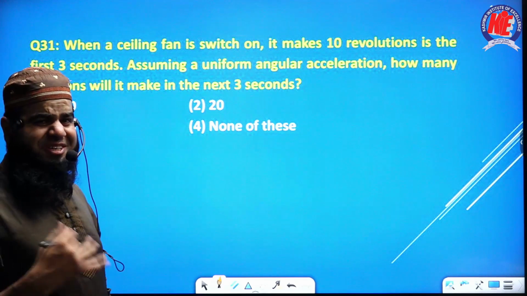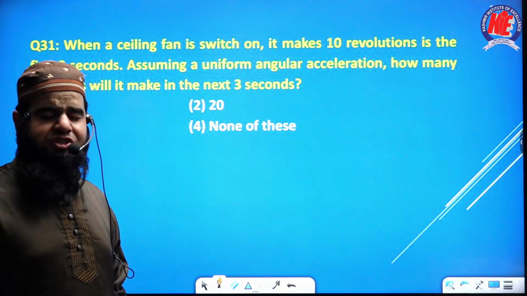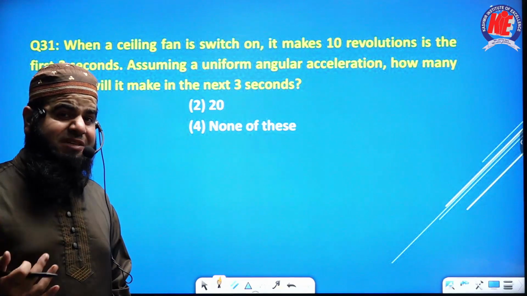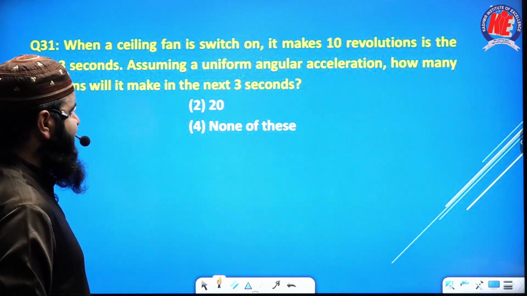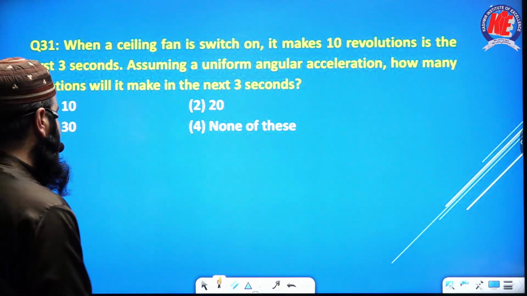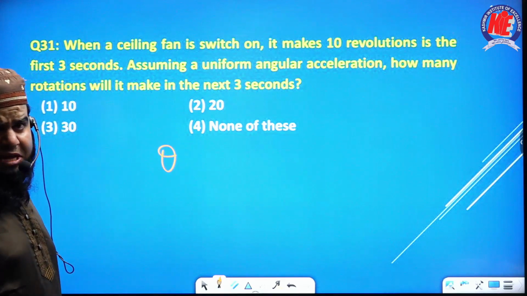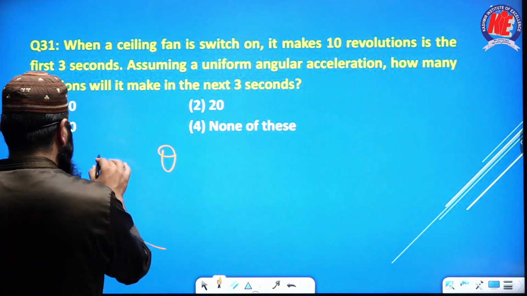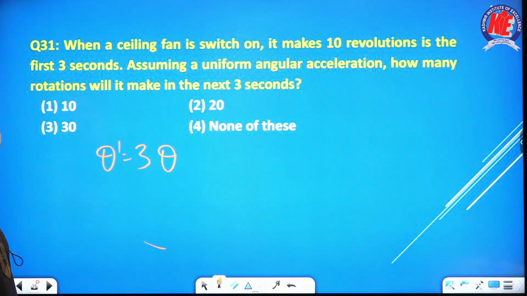If the body covers the displacement of x in the first t seconds, then the displacement covered in the next t seconds is 3 times of that. Likewise, you can have the same in the circular motion. If the body covers the displacement theta in the first t seconds, maybe 5, 10, whatever it is, then the displacement covered in the next t seconds is theta dash, and they satisfy the relation: theta dash is equal to 3 times of theta.